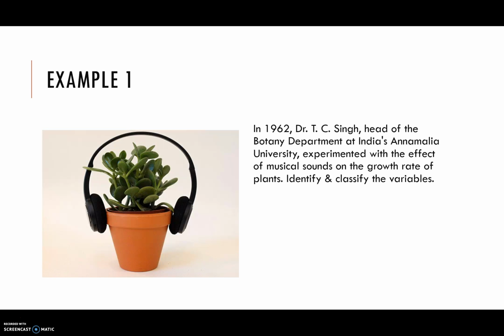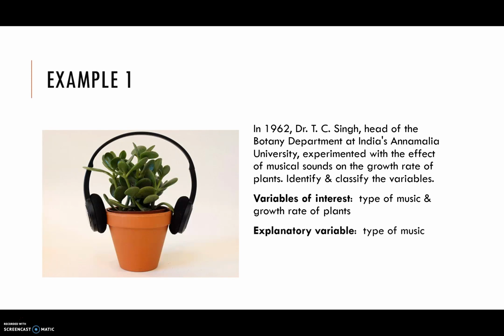Here's an example. In 1962, Dr. T.C. Singh, head of the botany department at India's Annamalai University, experimented with the effects of musical sound on the growth rates of plants. Let's identify and classify the variables. So our variables of interest are the type of music and the growth rate of plants. The explanatory variable is the type of music, and the response variable is the growth rate. What we're trying to say in a cause and effect type of way is that different types of music cause plants to grow at faster or slower rates.